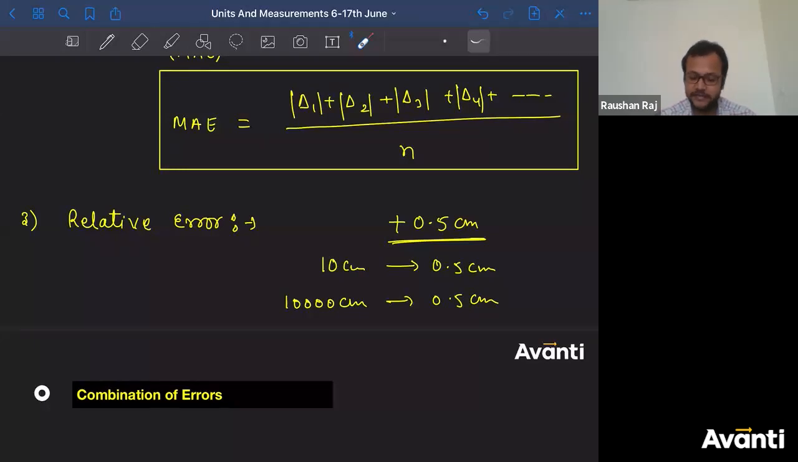However, in a very sensitive device, both of them are wrong. Okay, but can I say? Normally, if you think about this, in a 10 centimeter rod, 0.5 centimeter is the error, and in 10,000 centimeter, 0.5 centimeter is the error. Can I say this is more peak? ये ज़्यादा अच्छा है. This is more acceptable, right?